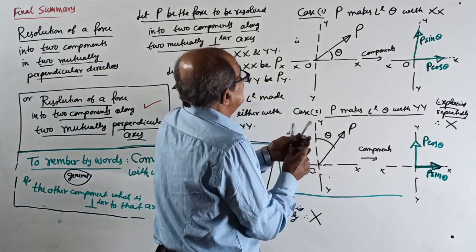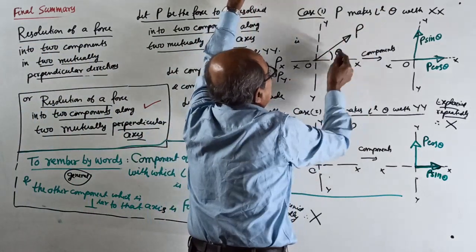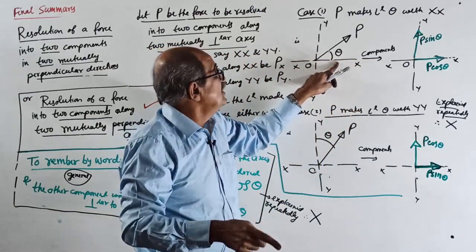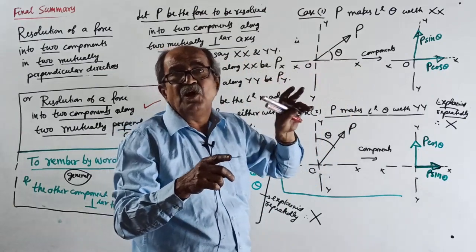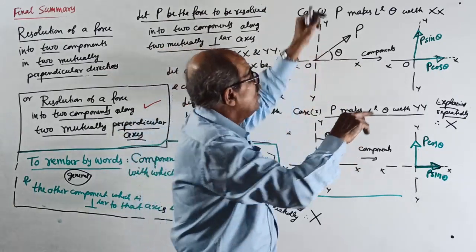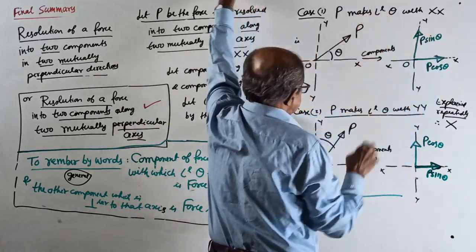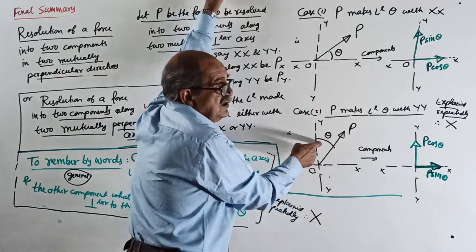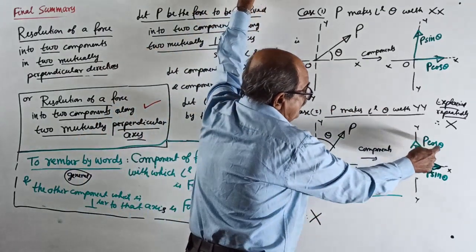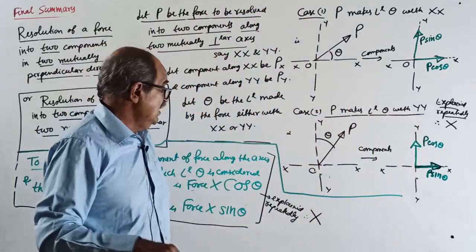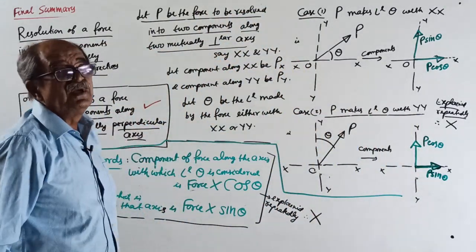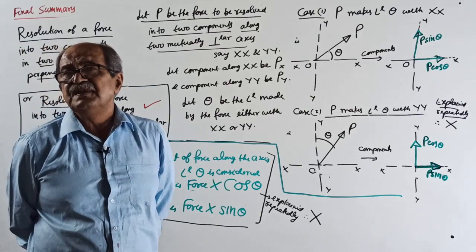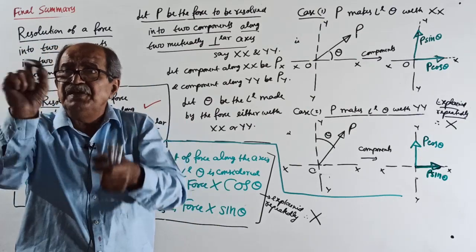So see here, once again, here P makes angle theta with xx. So the angle is considered with xx, therefore xx becomes cos and yy becomes sin. Here, force P makes angle theta with yy. Your angle is measured with yy, so yy becomes cos, xx becomes sin. Once again, you can mark the angle either with the xx or yy. Your choice. But firmly decide.